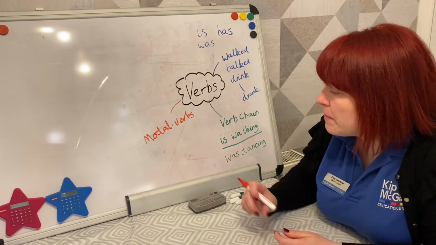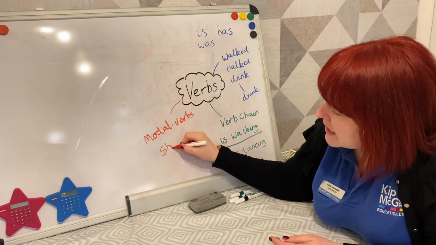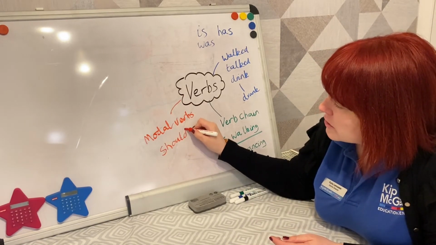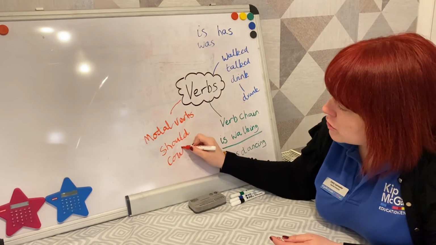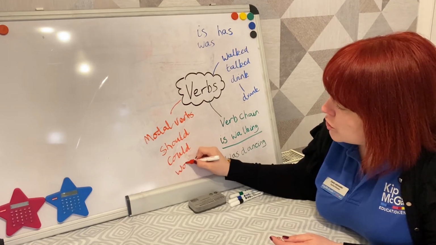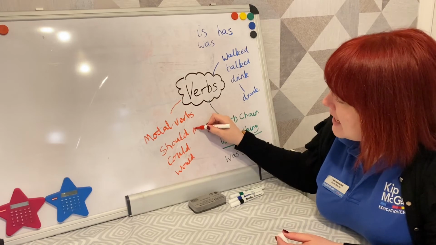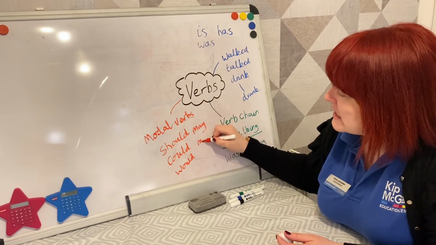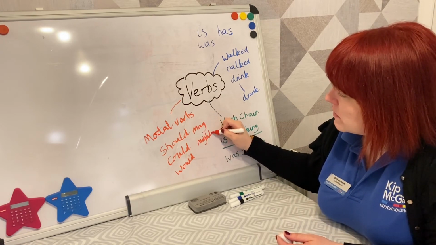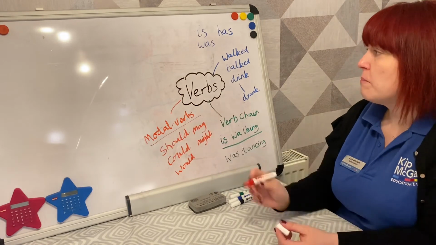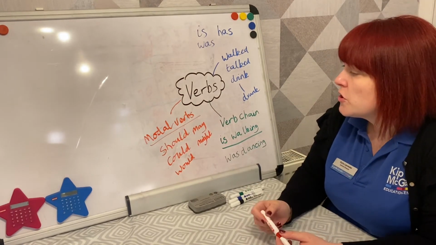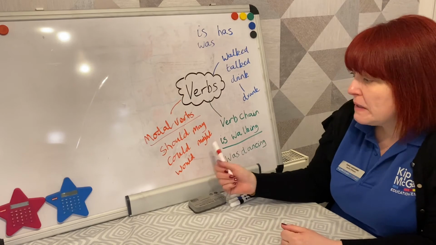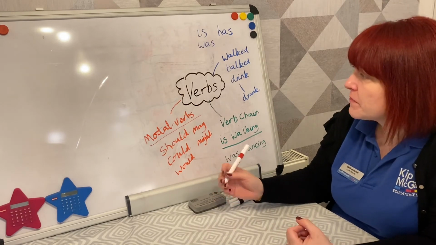So a modal verb is just any of our verbs that indicate possibility. So should, could, would, may, might. Okay, so they're all examples of modal verbs. Sometimes in a question, children will just be asked to pick out the modal verb, okay?